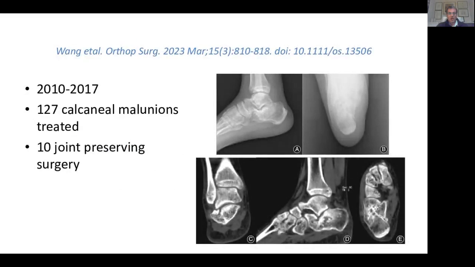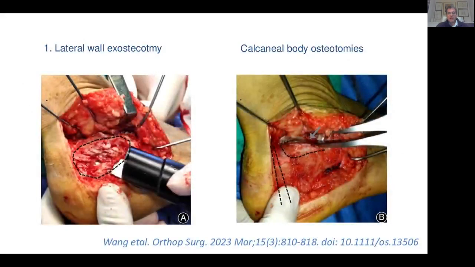Again, these authors from China show that only in 10 out of 127 cases they attempted joint preserving surgery. It depends really how bad the subtalar joint looks on the imaging. Again, if you do joint preserving surgery, they recommend it.